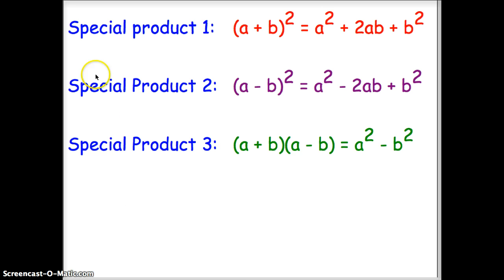So our three special products: if you have a sum squared, it's a squared plus 2ab plus b squared. If you have a difference squared, a minus b quantity squared, it's going to be a squared minus 2ab plus b squared. If you have one of each, if you're adding and subtracting, that's going to be a difference of two things squared, a squared minus b squared.